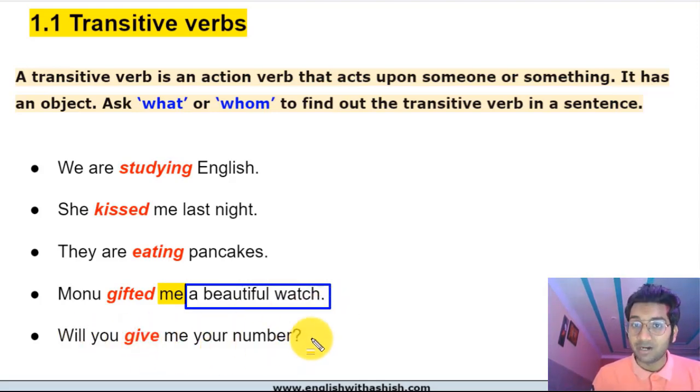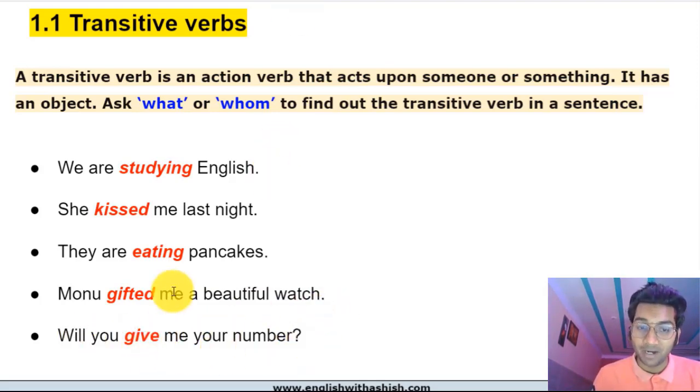Will you give me your number? Again, will you give what? Your number. Whom? Me, right? Will you give whom? Me. What? Your number. So again, give is a ditransitive verb. It has two objects, right? Your number is the direct object, okay, and me is the indirect object.